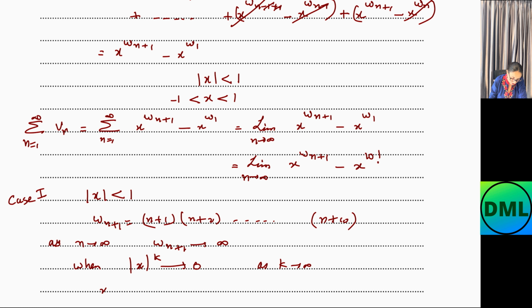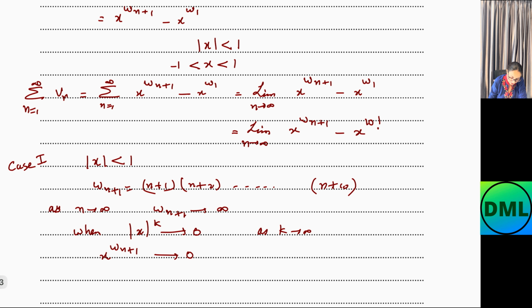We have x to the power wn plus 1. We are looking for the condition that mod of x is less than 1. So this will be mod of x raised to the power wn plus 1, where wn plus 1 tends to infinity. This is k tends to infinity. That means this value turns to 0. X raised to the power wn plus 1 will turn to 0. As this turns to 0, this shows you that this is convergent.